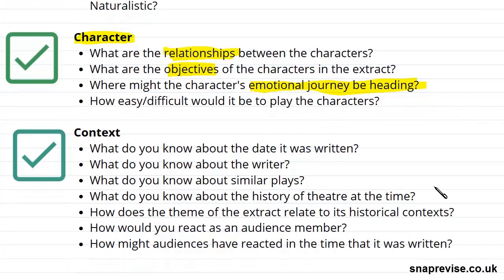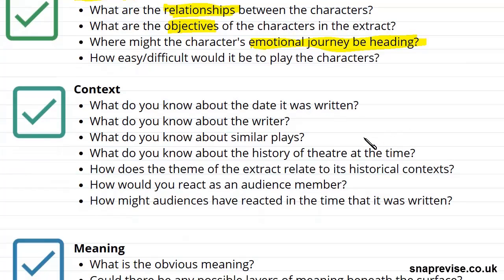And then we must look at context. Obviously, we don't know everything about an unseen extract because we've not studied it before, but we might know a few things about the different contexts of the play. We can ask ourselves questions like, what do you know about the date it was written? What do we know about the writer? What do we know about any similar plays? What do we know about the history of theatre at the time? And how does the theme of the extract relate to its historical context?